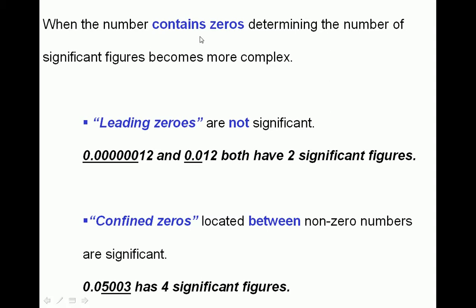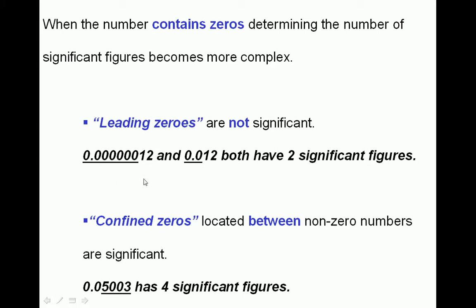When the number contains 0, it gets much more complicated. So zeros can be in 3 places. They could be at the front of the number, and I call those leading zeros, and they are never significant. So if we look at these two numbers, the zeros out the front here are leading, and they are not significant. The 1 and the 2 are non-zero, so they are both significant. In this number here, the leading zeros are not significant. The 1 and the 2 are significant, so both of these numbers have 2 significant figures.